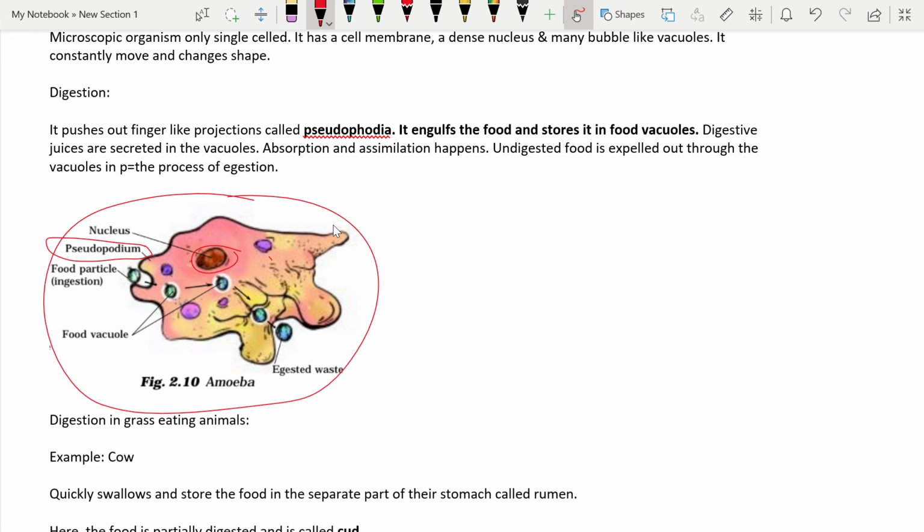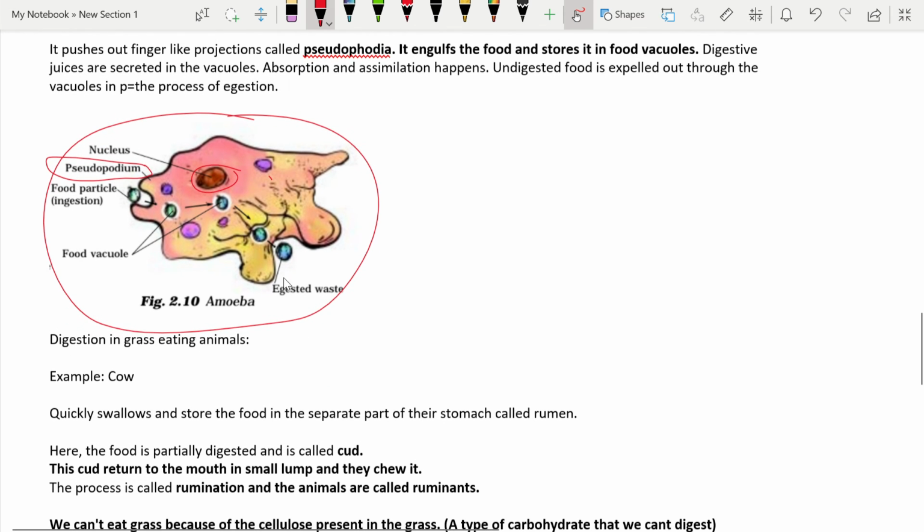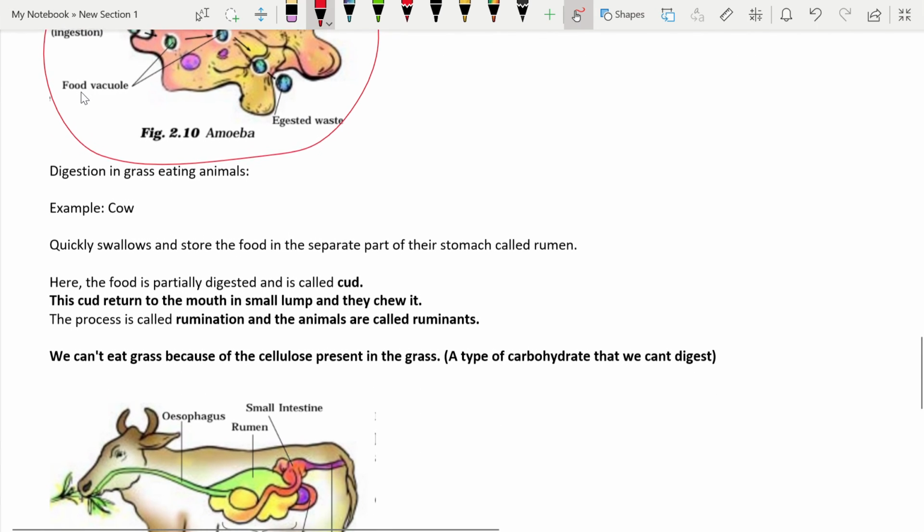Digestive juices are secreted in the vacuoles. Absorption and assimilation happen now. Absorption was getting it into the blood vessels, but here, assimilation is where the vacuoles use up the food. Undigested food is expelled out through the vacuoles in the process of egestion. So this is the egestion. Whee! It comes out, shooting out.